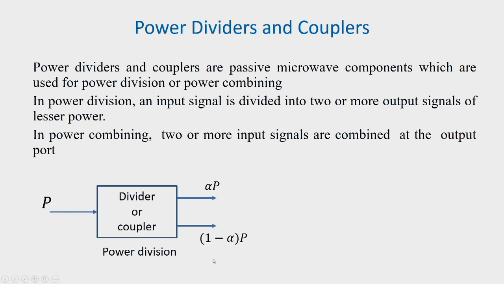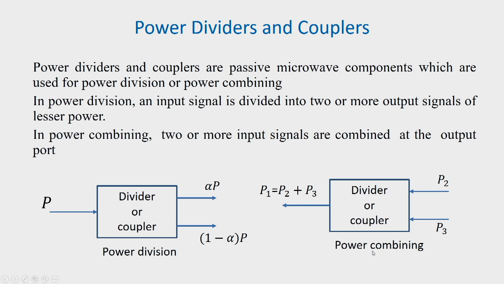We consider now the combiner action. So, in power combining, we will have two or more inputs. Here we are showing two, P2 and P3 are the input powers, and at the combiner output, we have P1 which is equal to P2 plus P3.